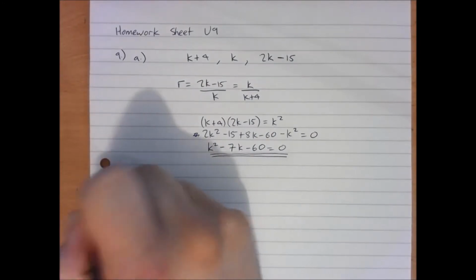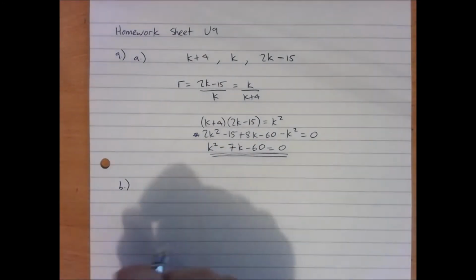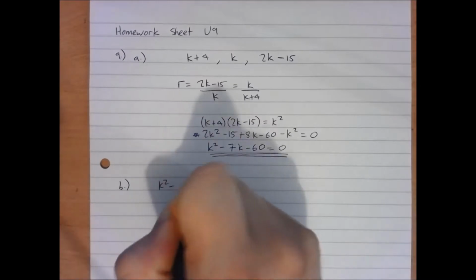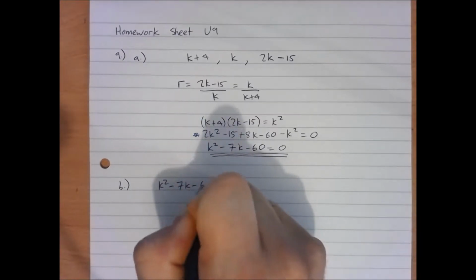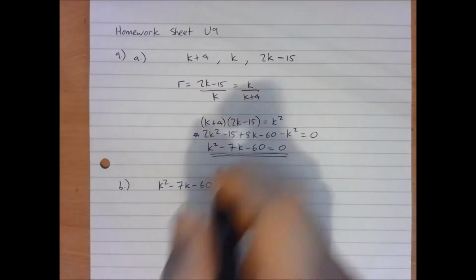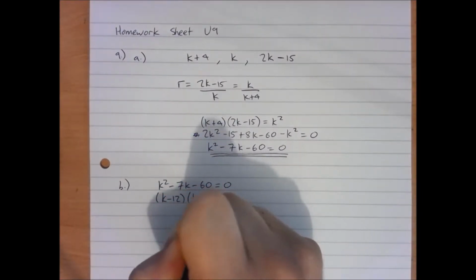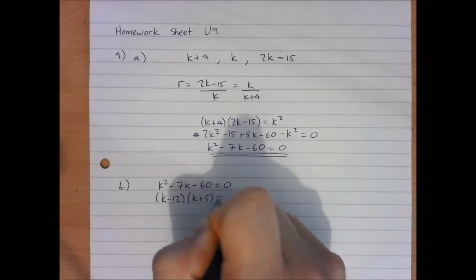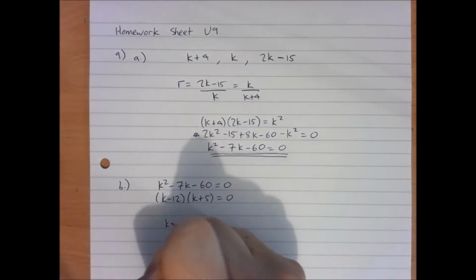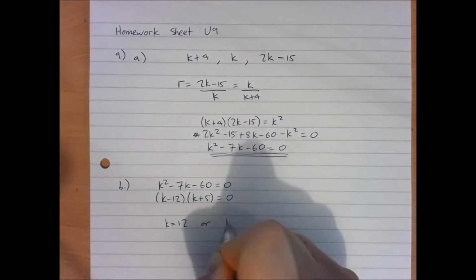In part B, I'm asked to show that k is equal to 12, so I have to solve the quadratic equation that I've just formed. This factorizes to k minus 12, k plus 5, and so k is either equal to 12 or k is equal to negative 5.